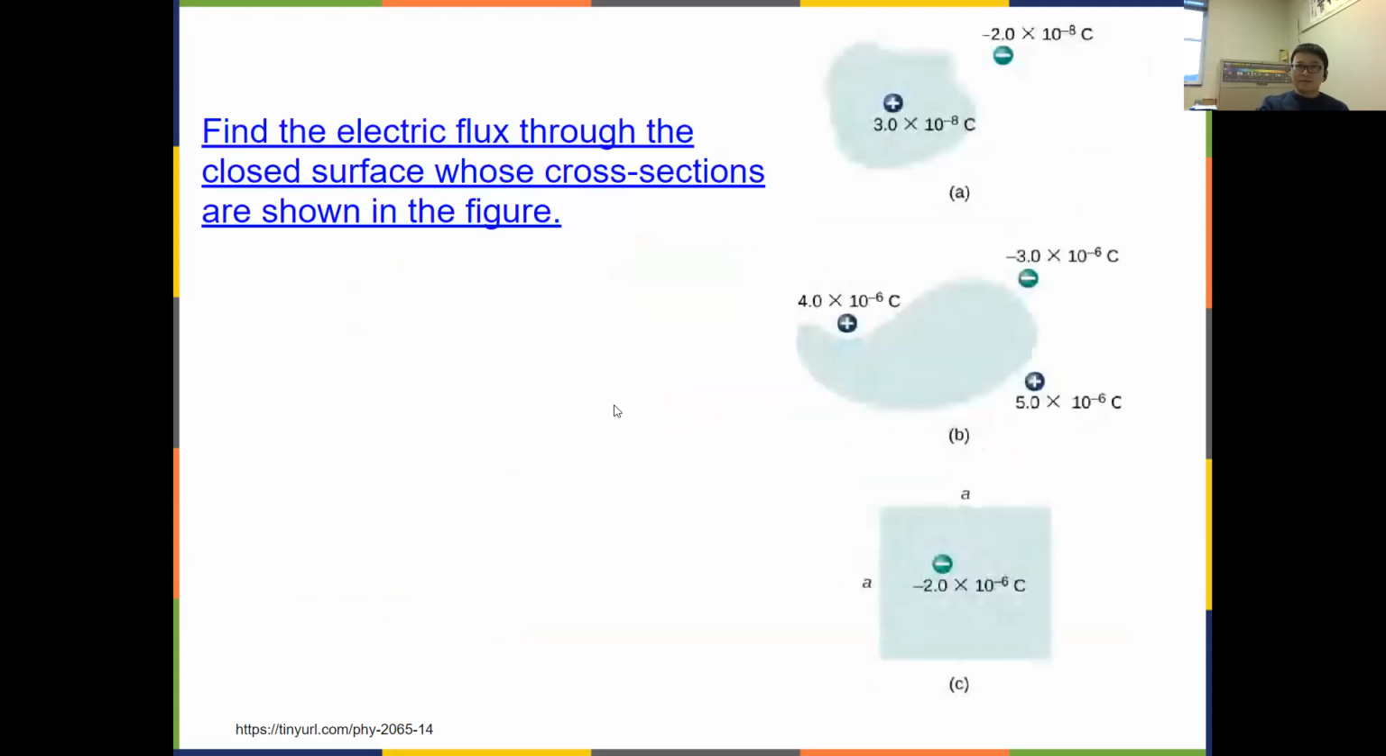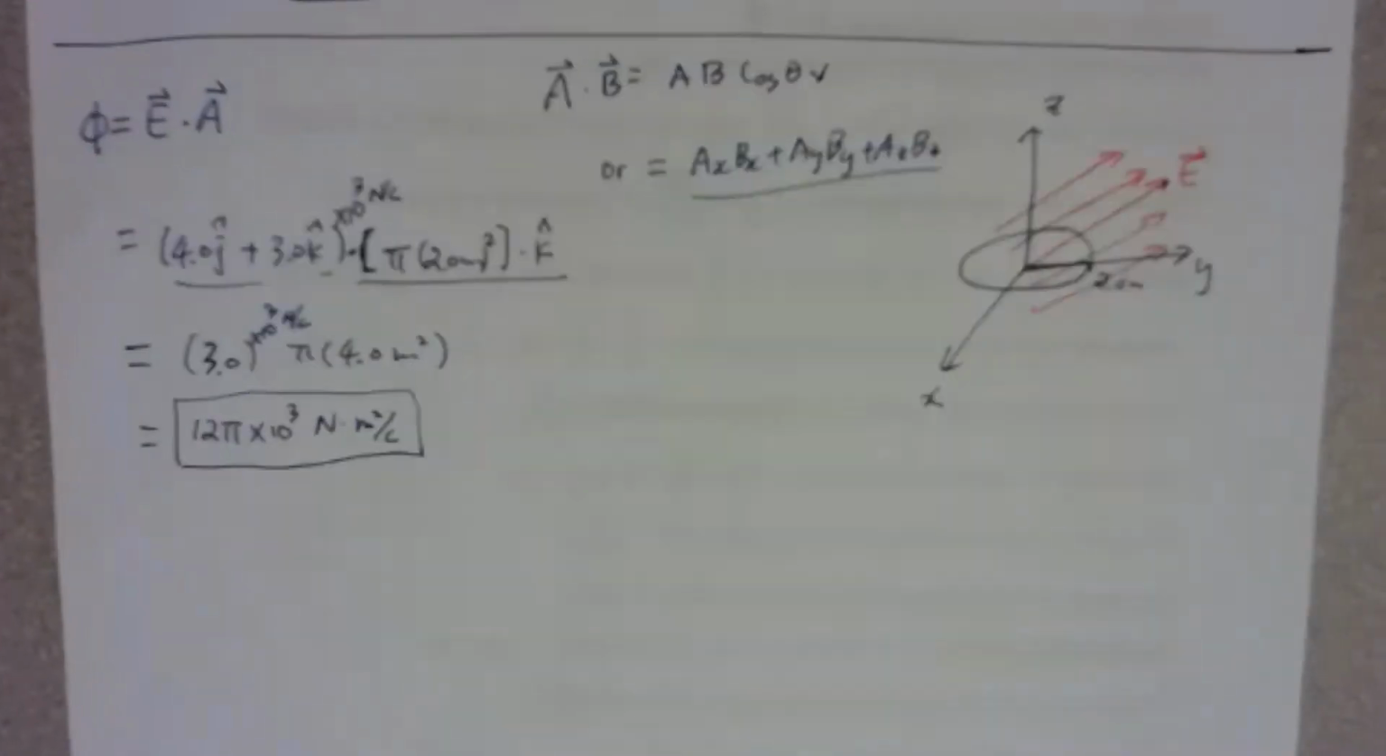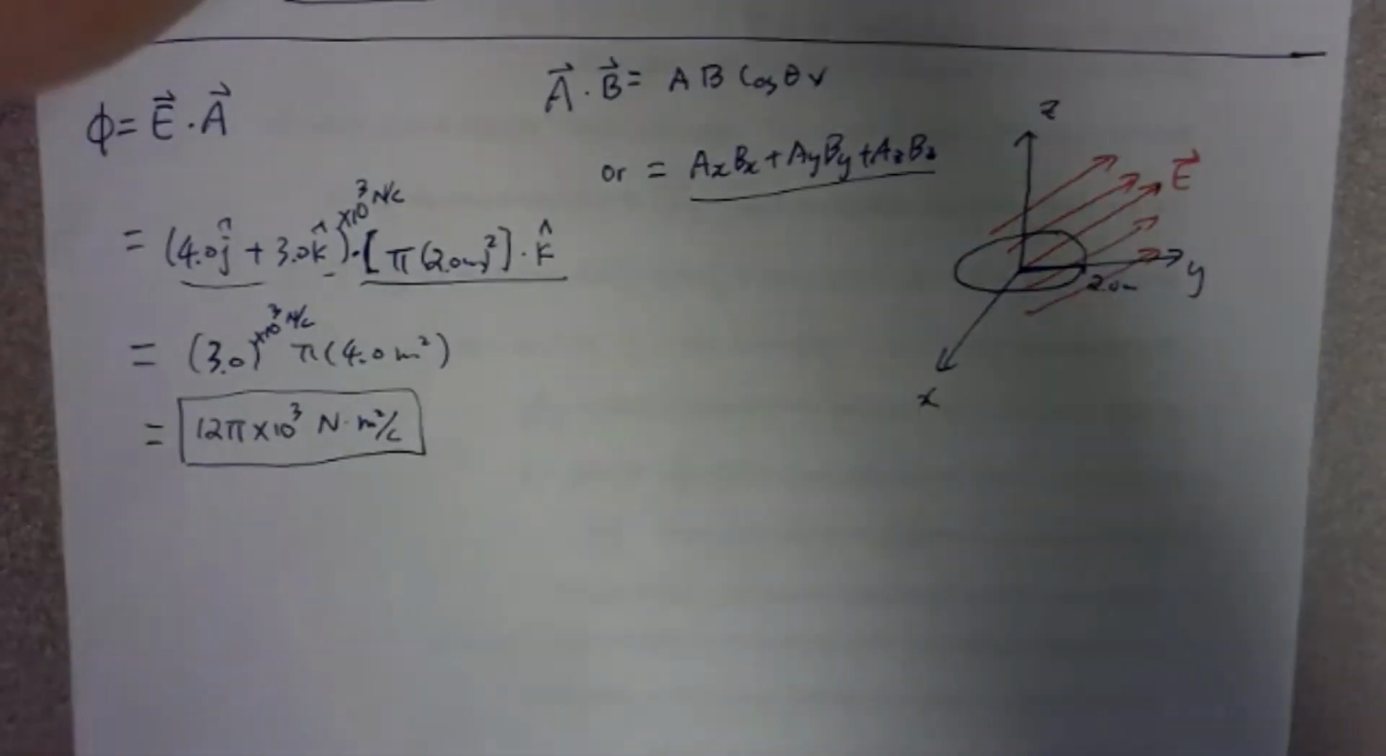Let's take a look at this example here. It says find the electric flux through the enclosed surface where the cross sections are shown in the figure. There are three different scenarios here. Let's take a look at them one by one.